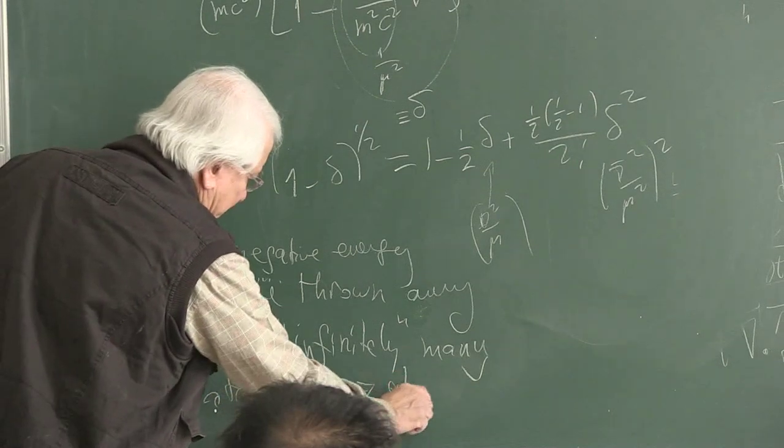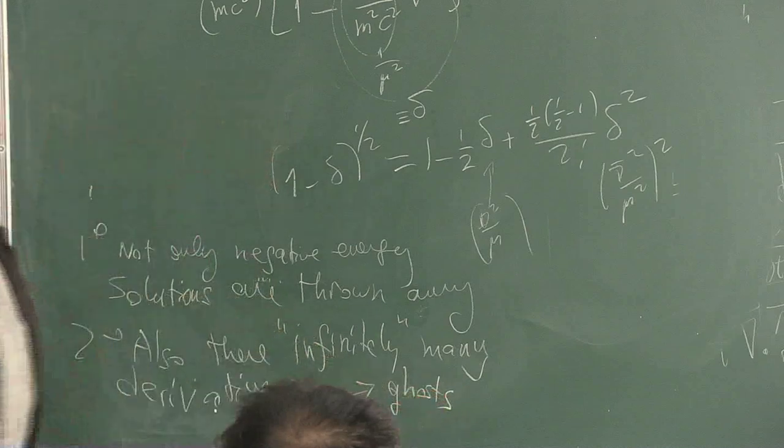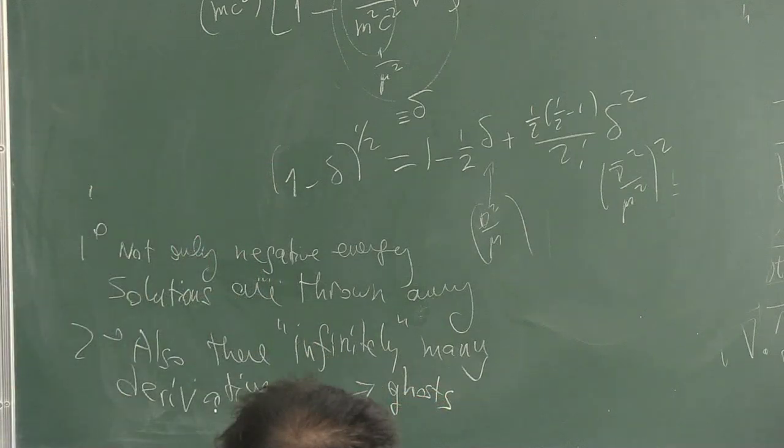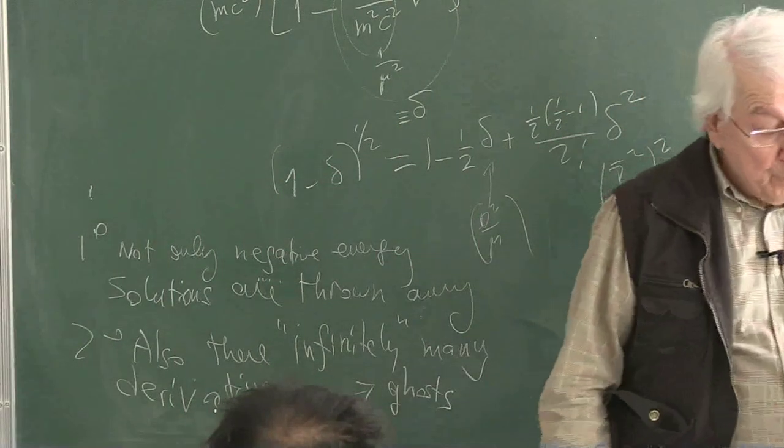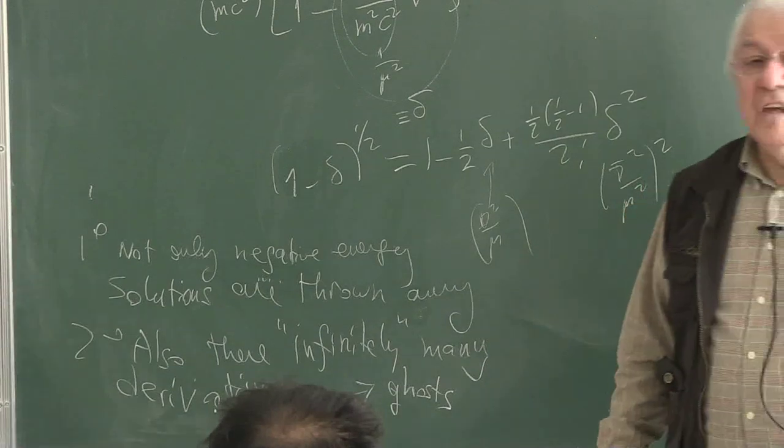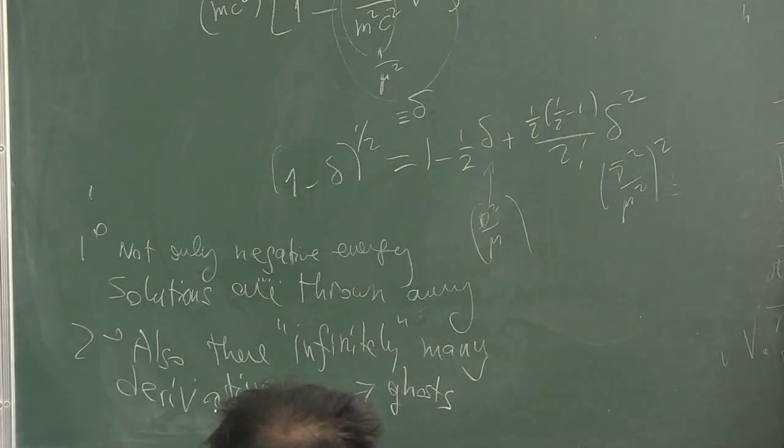Ghosts. Negative norm states. Again, negative norms. So, whichever way you try, there is no way that you can save this beautiful equation as the right relativistic quantum mechanical equation. So we drop it here to be picked up later at the field theory level.